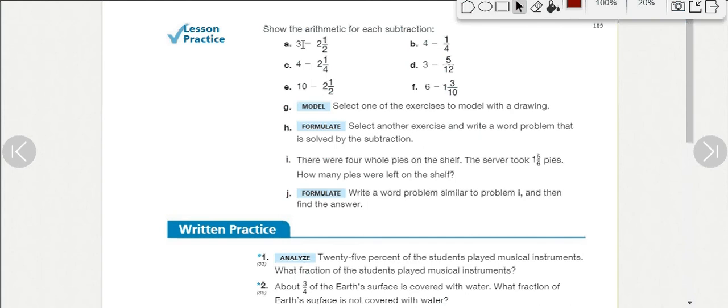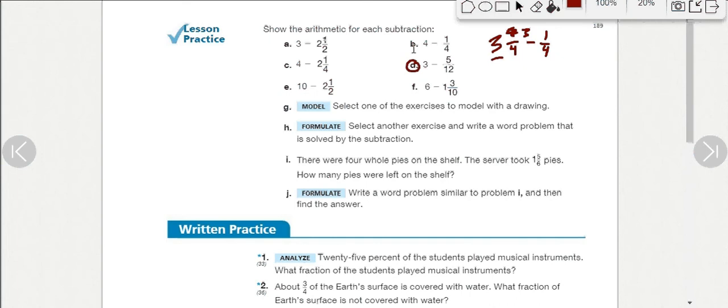Subtracting 2 1/2 from 3, simple enough, is half. Okay, because you don't have anything left here after you rename it to 2 and 2/2. How about 4 minus a fourth? Instead of 4, let's rename it 3 and how many fourths? 4 fourths. Take away a fourth. You don't even have to touch this. Just take away from here and call it 3 and 3/4. Okay, 4 minus 2/4, simple enough.